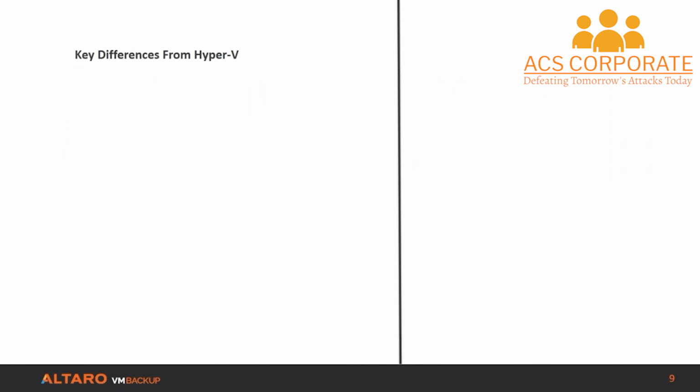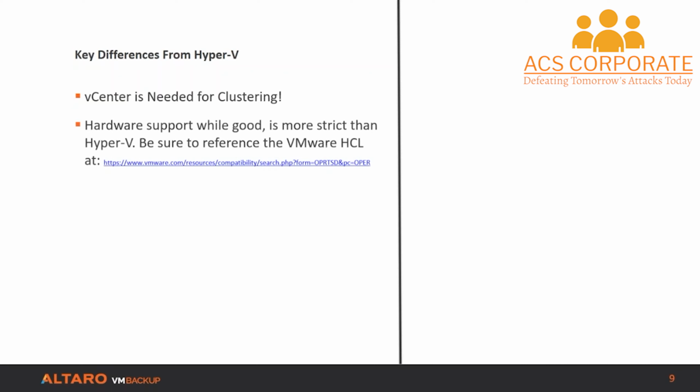And then I wanted to add a slide here about what are the key differences from Hyper-V. So the first one is vCenter is native for cluster. I kind of covered that one already. So that's definitely one that you need to take into account because there is additional licensing cost associated there. So definitely you want to take a look at that, and you have to plan for some infrastructure. You need some CPU and memory to accommodate that vCenter instance as well. So definitely plan for that.